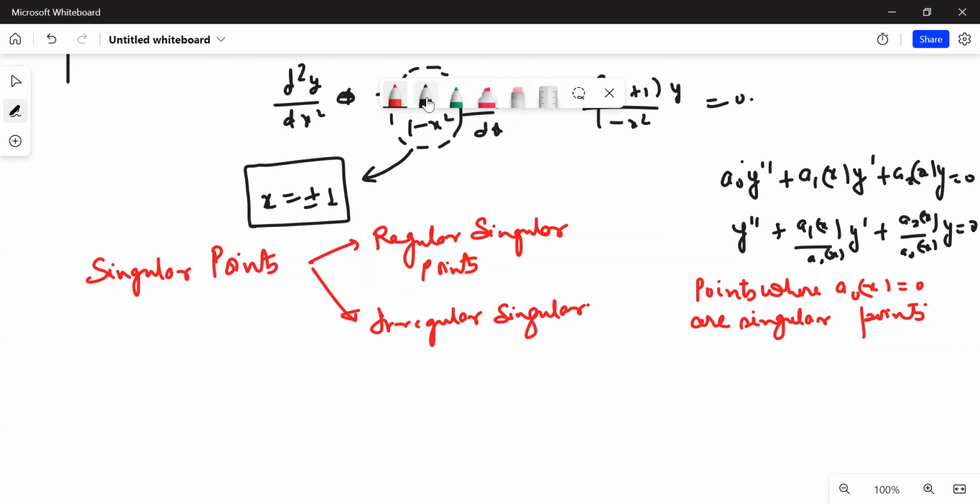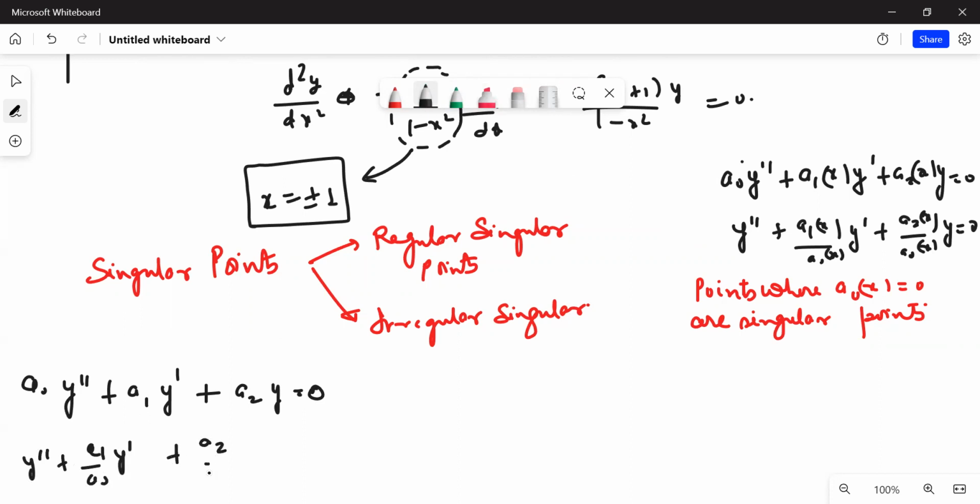So let us again take an example, I'll take this only. So a naught y double dash plus a1 y dash plus a2 y equal to 0. Dividing by a naught, we get y double dash plus a1 upon a naught y dash plus a2 upon a naught y equal to 0. And let us say that x equal to a is a singular point. Singular point means, do you understand, where a naught becomes 0. x equal to a is a singular point.